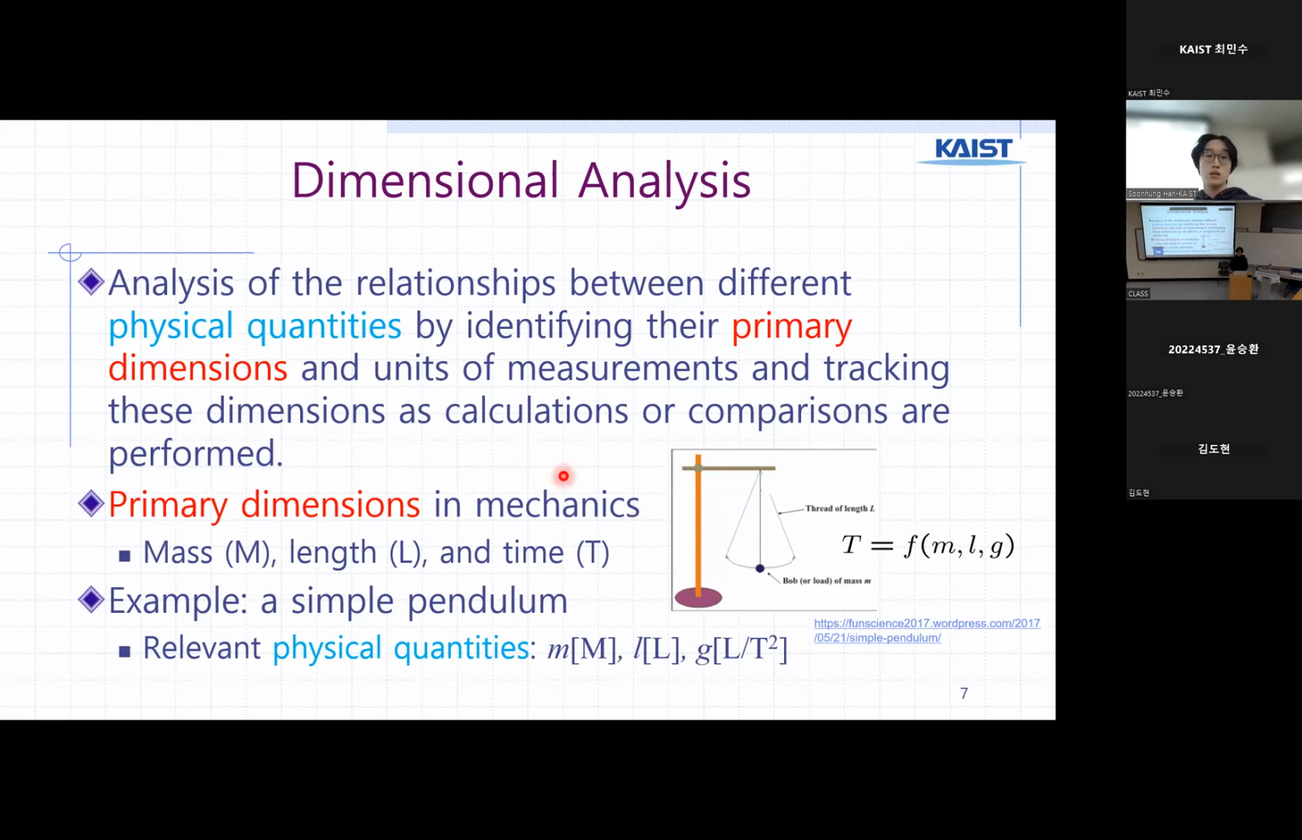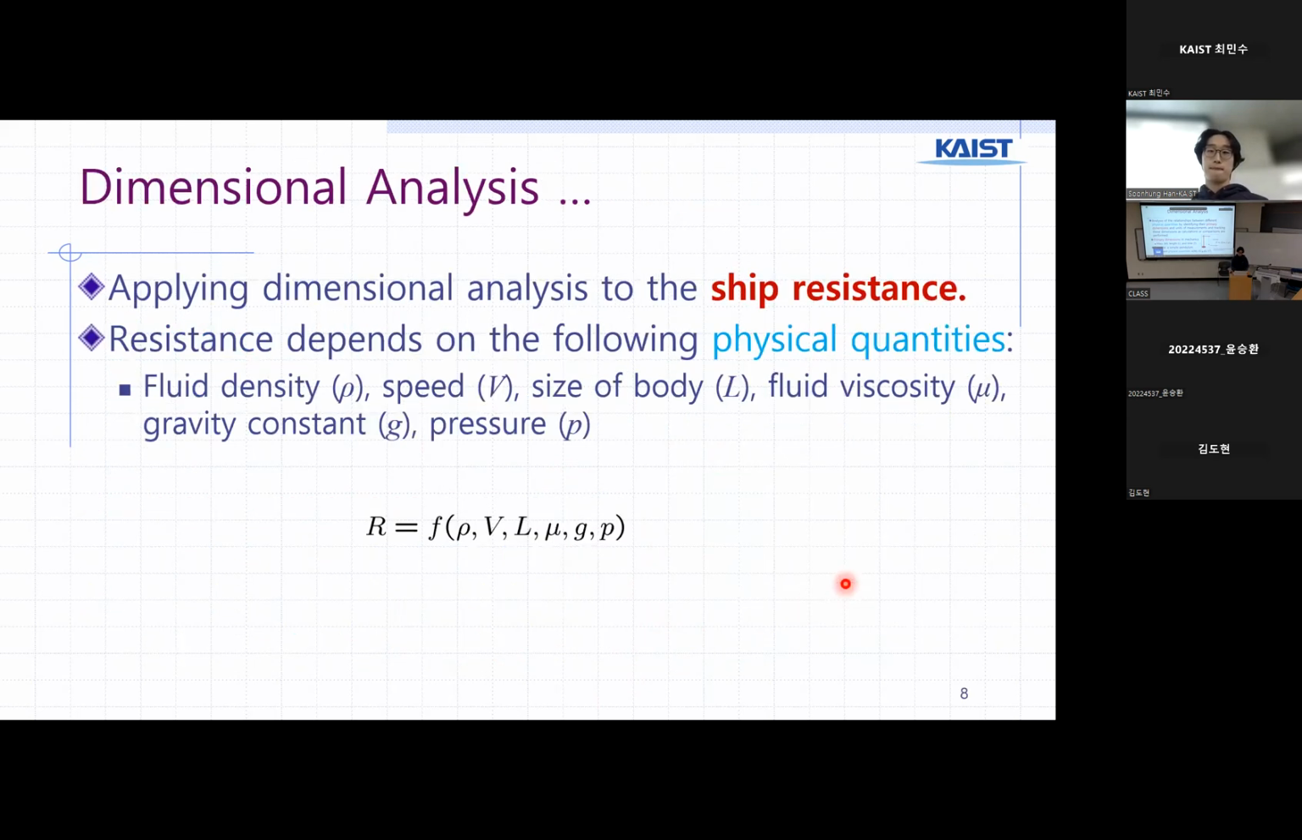Primary dimensions in mechanics are mass, length, and time. For a single pendulum in the flow, relevant physical quantities to the tension of the string are mass, length, and gravitational force. For applying dimensional analysis to ship resistance, resistance depends on the following physical quantities such as fluid density, speed, size of body, weight, viscosity, gravity constant, and pressure.